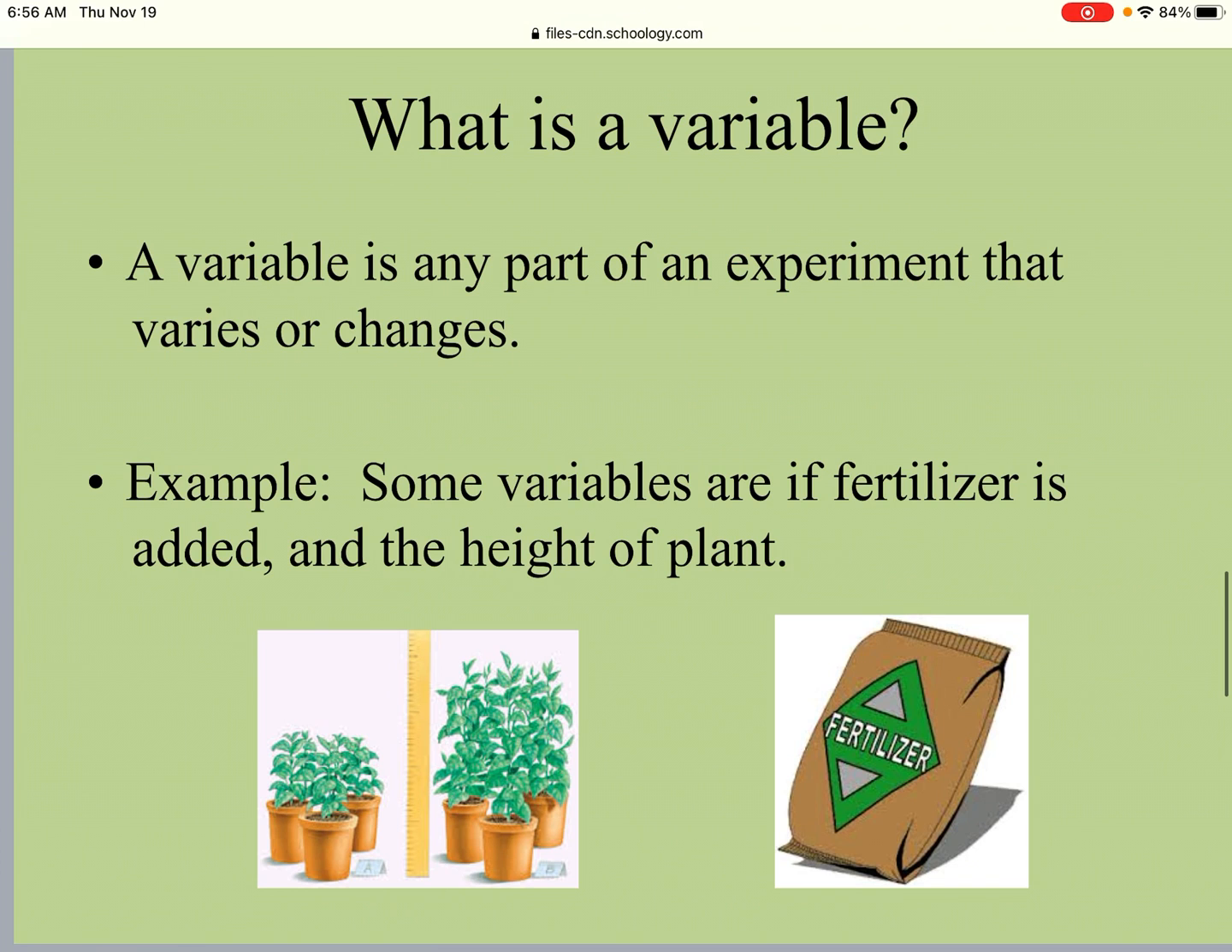What is a variable? That is a part of an experiment that is going to vary or change. Usually it's going to change because of the experimenter, or it's going to be changed as a result of what the experimenter changes. Some variables are if fertilizer could be added or the height of the plant. There may be some variables in this experiment with the plants.